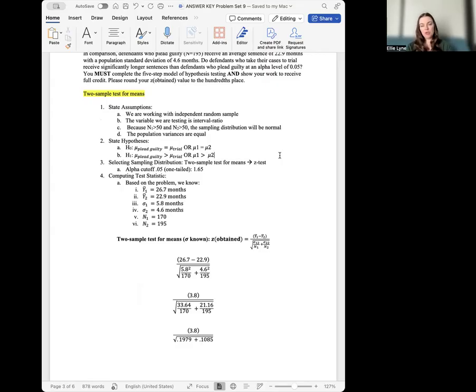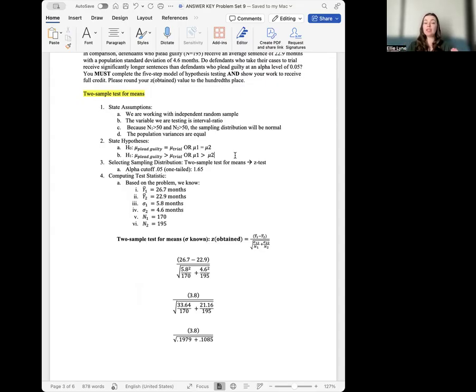Selecting our sampling distribution. This is a 2-sample test for means, as we established right off the bat. So we will be performing a z-test. Because we have a direction specified, we just established in our alternative hypothesis that we are interested in whether or not they receive significantly longer sentences. We know that this is a one-tailed test. But unlike question 1, where we only cared about the negative end of the distribution, now we only care about the positive end of the distribution.